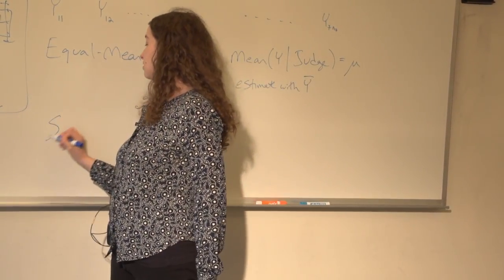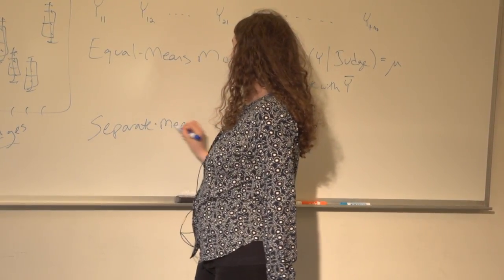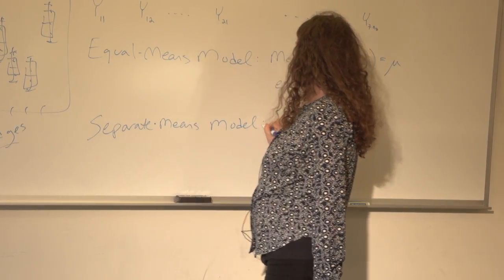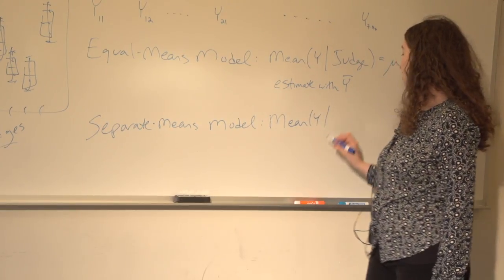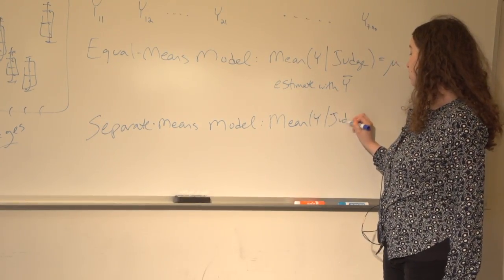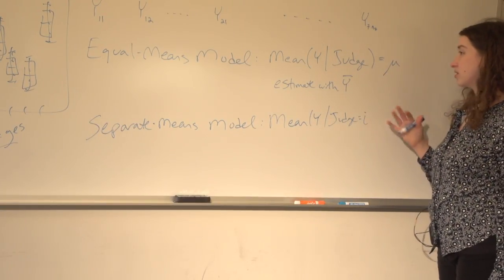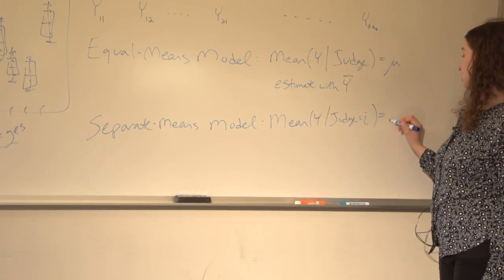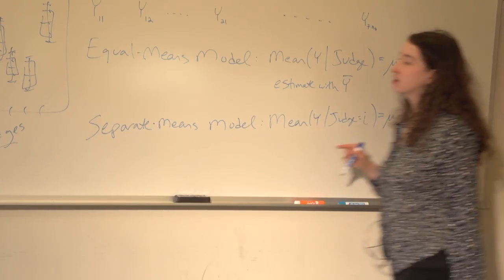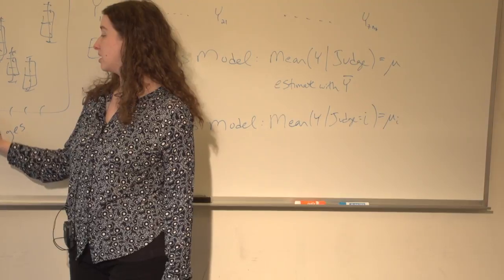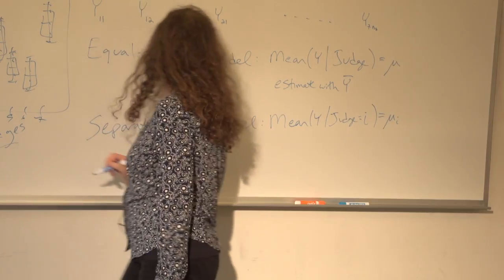Another model we could have is the separate means model. For the separate means model, the mean of the outcome, if you tell me that judge is equal to a particular judge, the ith judge, where i is 1 or 2 all the way up to 7, is equal to mu i. Right? So there's a mean mu1, which is what we expect the mean will be for judge 1, and a mean mu2 for judge 2, and a mean mu3 for 3, 4, 5, 6, and 7.